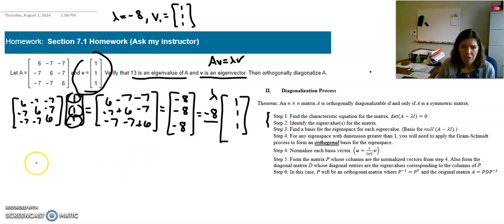Okay, so that's the first one. Let's go with, what else? Oh, 13 is an eigenvalue. Okay, so let's think about that. And I'm going to erase again. Move this out of the way.